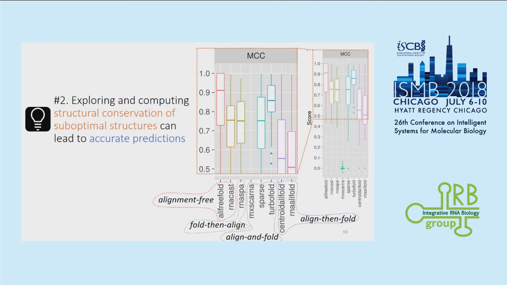The second point is, as I mentioned, we compare aliFreeFold, as we know that there is interesting information around the suboptimal structures. So here we compare, using the MCC, aliFreeFold and all the different types of approaches. As you can see here, aliFreeFold and TurboFold are the top approaches that we found performing well. So this also indicates that exploring the suboptimal structures can really help improve the prediction.